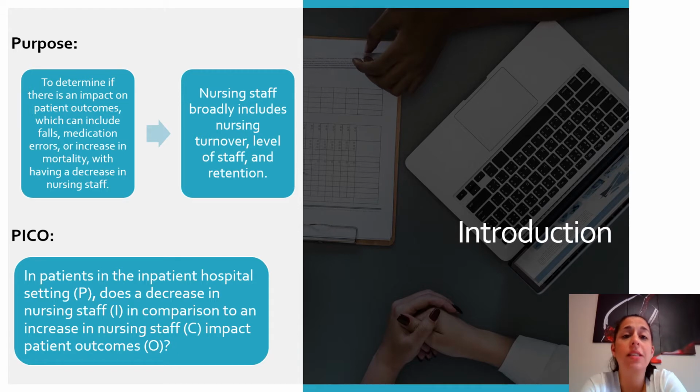The purpose of this presentation is to determine if there is an impact on patient outcomes, which can include falls, medication errors, or increase in patient mortality with having a decrease in nursing staff. Nursing staff broadly includes nursing turnover, level of staff, and retention. The PICO question is, in patients in an inpatient hospital setting, does a decrease in nursing staff in comparison to an increase in nursing staff impact patient outcomes?